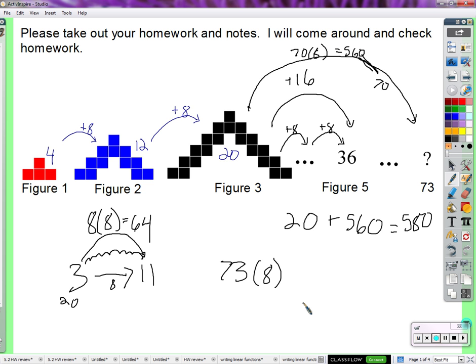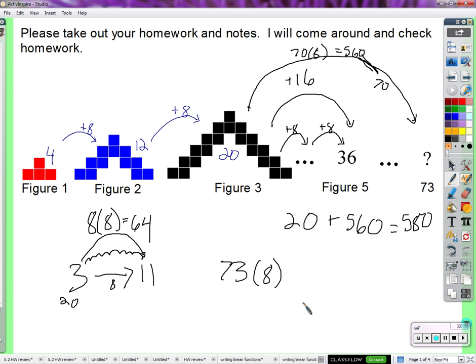Couldn't that be a coincidence? That we subtract 4 and figure 1 happens to have 4 blocks in it? Could that be a coincidence? Maybe. Could it be a coincidence? It could, but... You don't think it is? No.